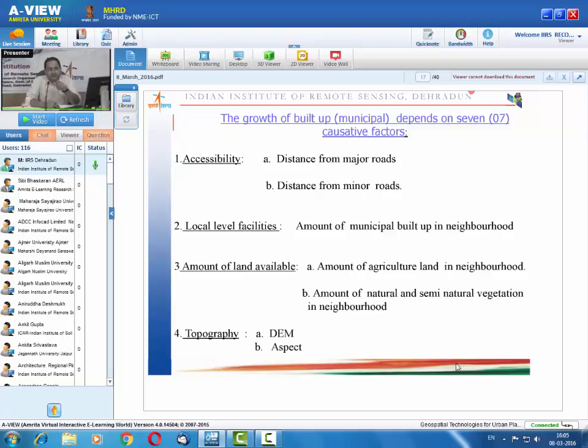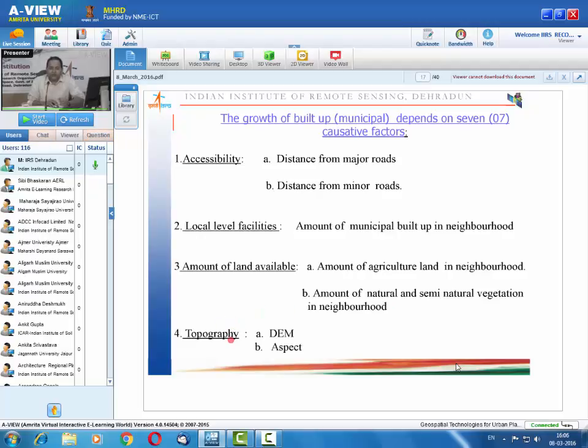The first is accessibility, the second is local level facilities, and the third is how much land is available, agriculture and semi-natural. You see, even though a particular piece of land may be accessible, may be very near to a road, and may have a number of houses in the surroundings, that piece of land should be vacant. Then only it can develop into built up. So the land supply we have also tried to incorporate in terms of the amount of agriculture land in the neighborhood, and the second being the amount of natural and semi-natural vegetation in the neighborhood, right?